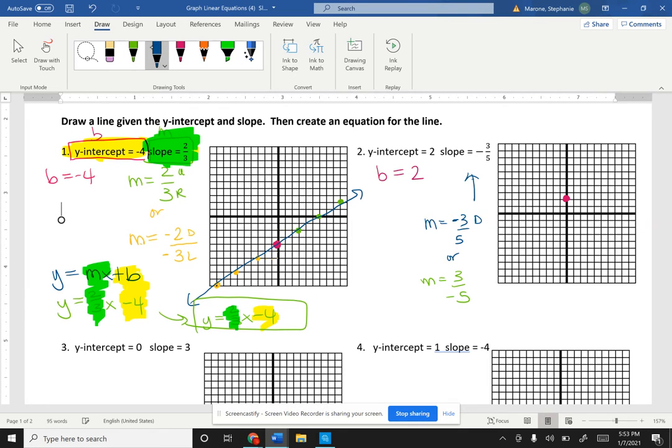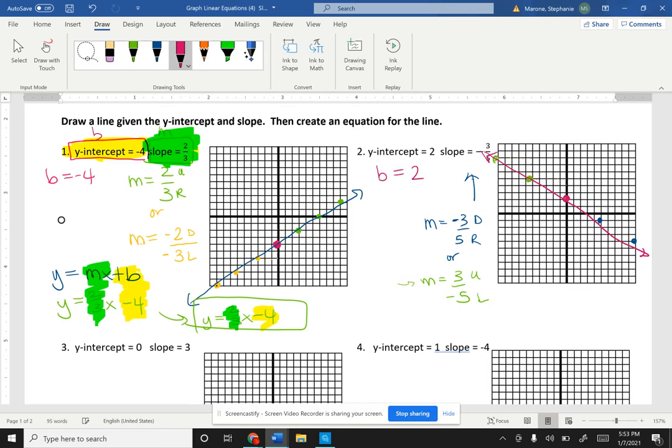So negative 3 means down 3 and to the right 5. Remember, it's rise over run, up or down first for the slope. From that red point, down 3 and to the right 5 again. We can't go any further, so then we're going to look at the second slope. We can go up 3 and to the left 5 from that red point. And then we can graph that line.